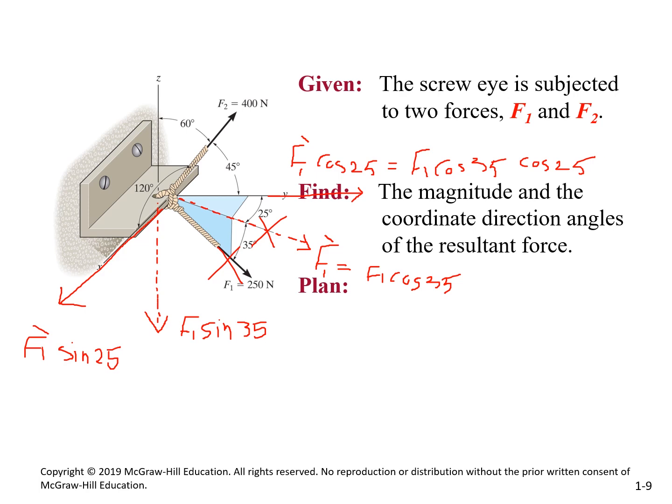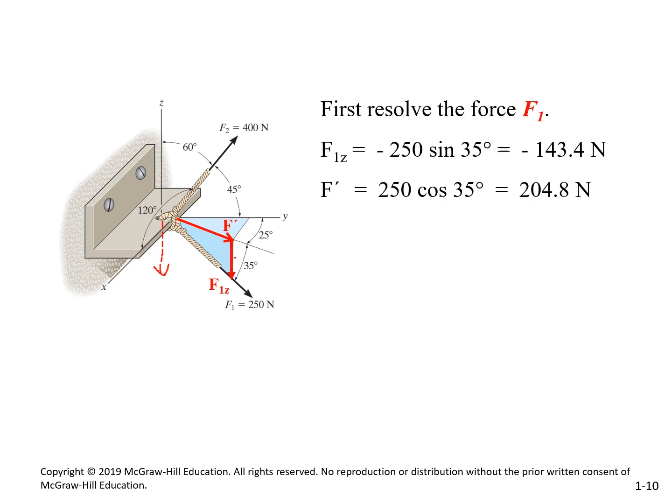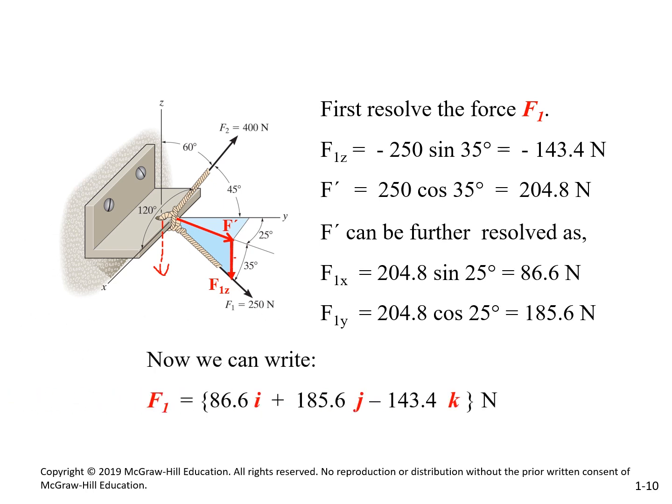So if I want to show it to you with more details. See this F1, I made the Fz, which is this one here, same one here, and then F prime, and then the F prime, I projected it on the x and y. So F1z, why do we have it negative? It's going down, right? And the F prime is 25, F1 is 250 cosine 35, that's the newtons. And if you do the other projections with the x and y, your F1 will look like this: 85.6, 185, and minus 143. So that's how I decompose a force with projection angles.